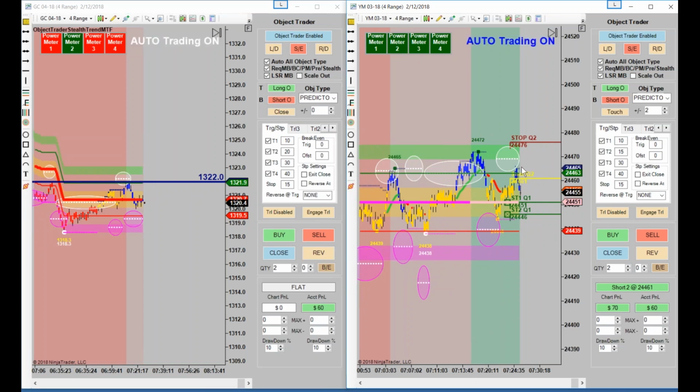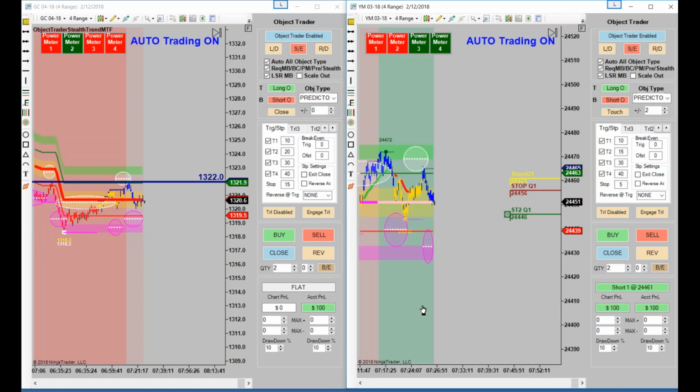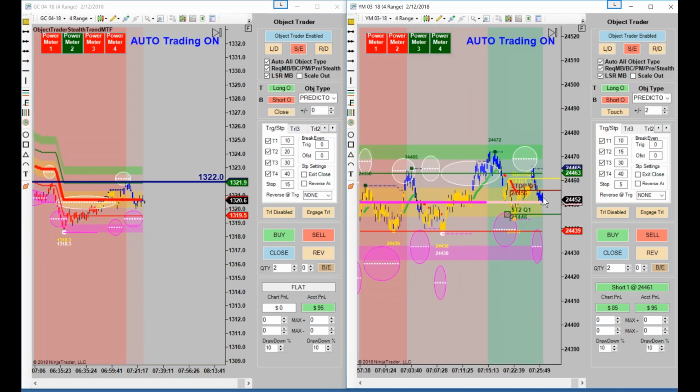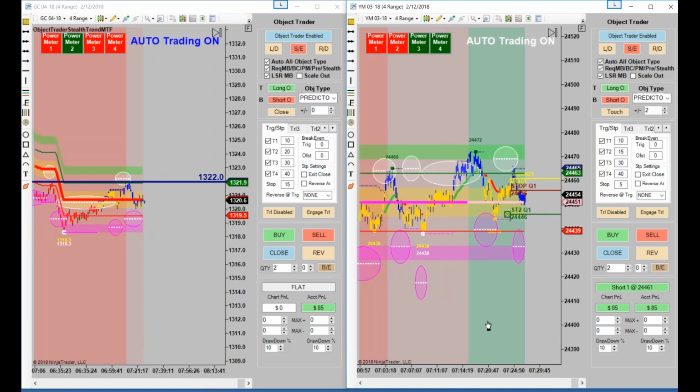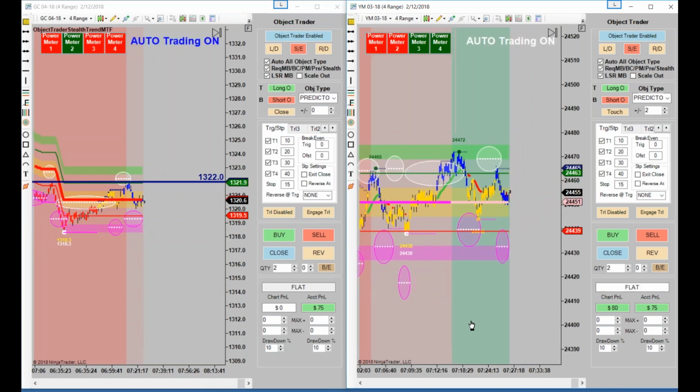Okay, now notice how that predictor fired because I had it set for touch plus 2. So we got like $95 already, and it's backing up on us a little bit. I would probably bring my stop literally right across there. See why? Lightning. And will it get us? We'll see. It got us.